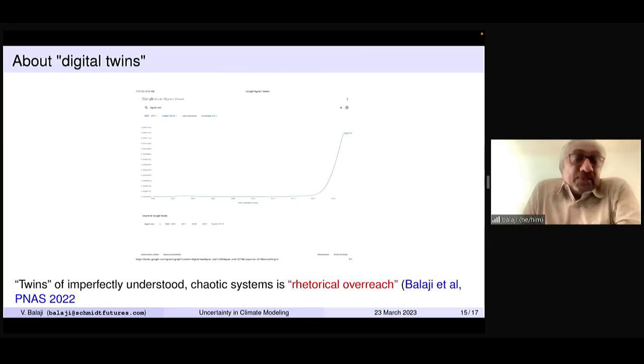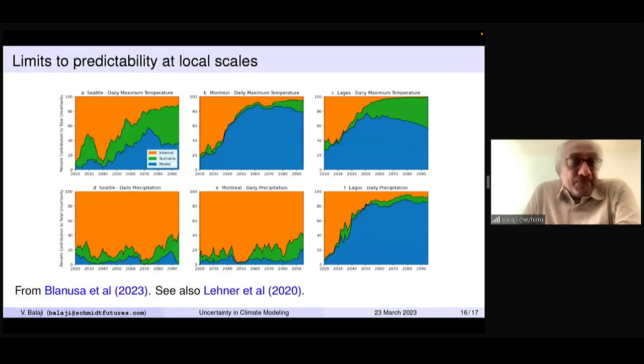Digital twins were also mentioned earlier. This is just using the Google Ngrams. I measured the number of times digital twins have been referred to. There was a brief spurt of it back in around 2003 when they were applied to engineered systems. Recently, there's been an explosion in the use of the word. But when you're saying you're building a twin of something that's chaotic and is not even well understood, I think you're really committing overreach, as I've argued in a recent paper.